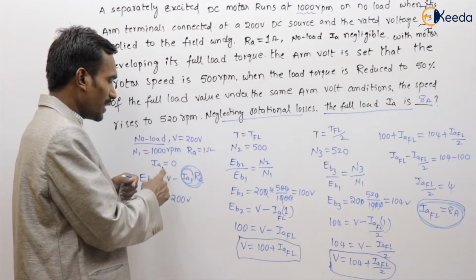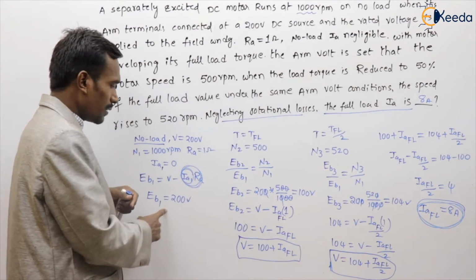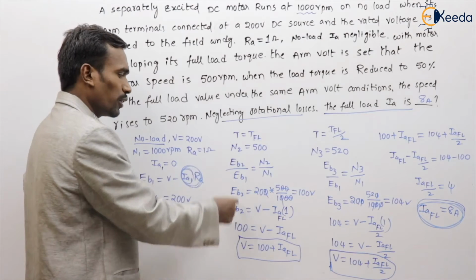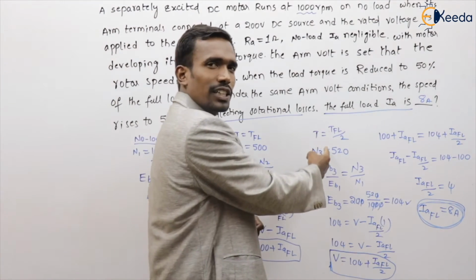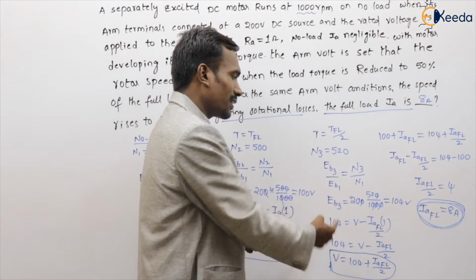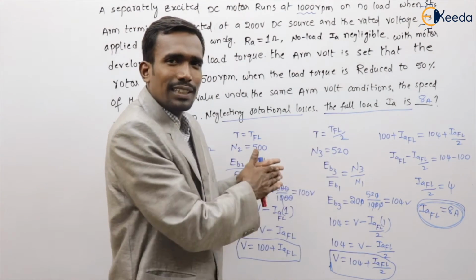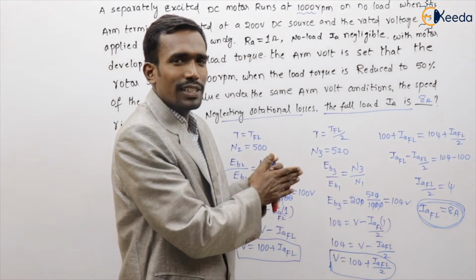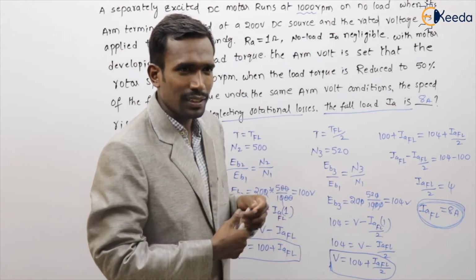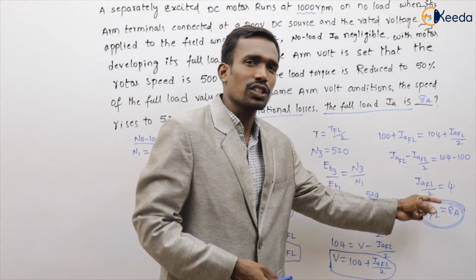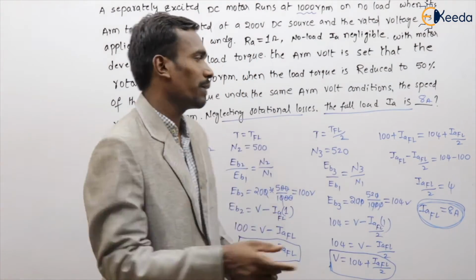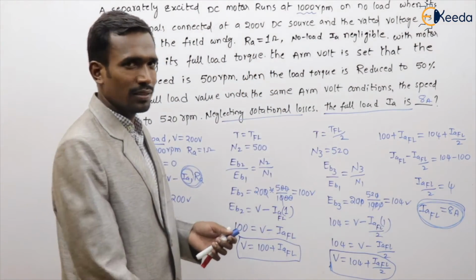Given that the armature current is negligible, the back EMF at full load condition and at half load condition equals the supply voltage. Both voltages are the same. When load changes, there is no change in supply voltage, right? So both voltages are the same. When we solve this equation, we get 8 amperes as the full load armature current, right?